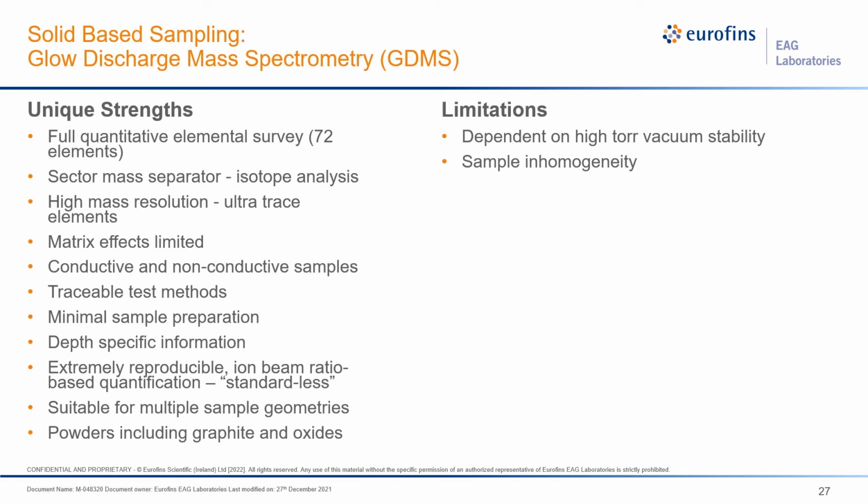The main limitation really with GDMS is the assumptions that go into assuming the homogeneity of the sample. And although it could be considered a bulk technique due to the relatively large sampling size, we're still assuming that the area being sampled is going to be representative of the bulk composition.